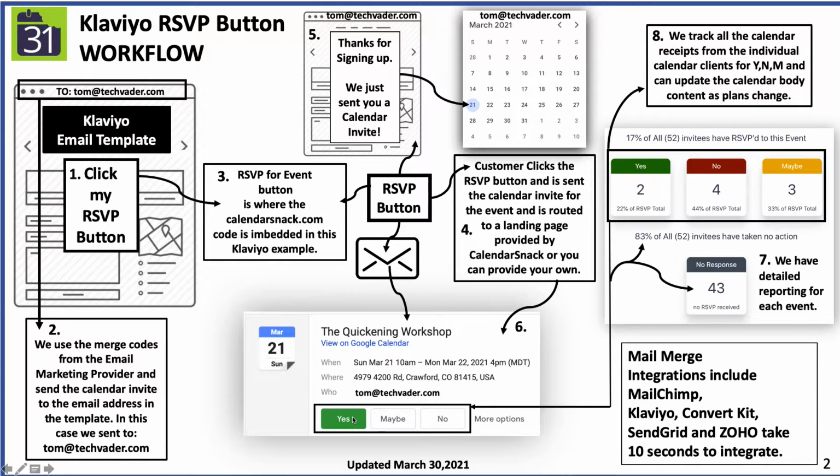The standard calendar invite, as you know, has built-in buttons: yes, maybe, and no, and nothing. We track all that over here in our reporting engine, with every CalendarSnack used or embedded for the button or landing pages.